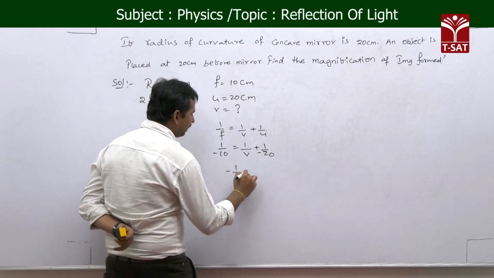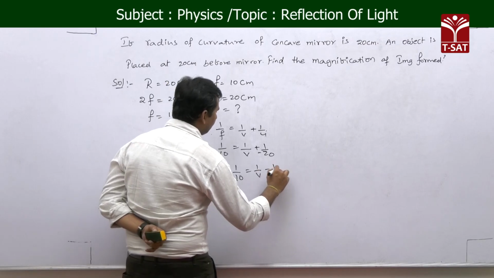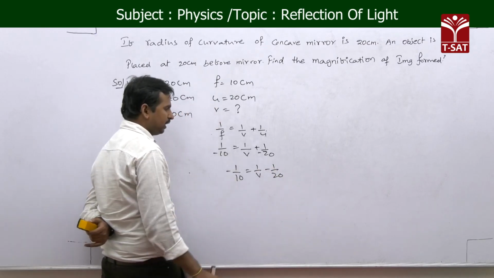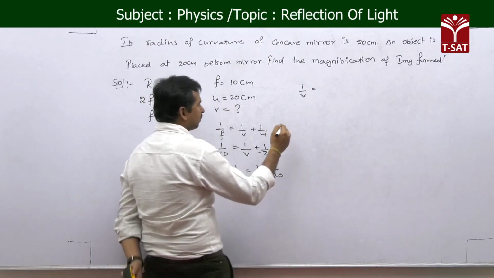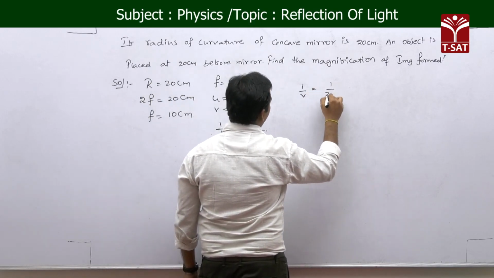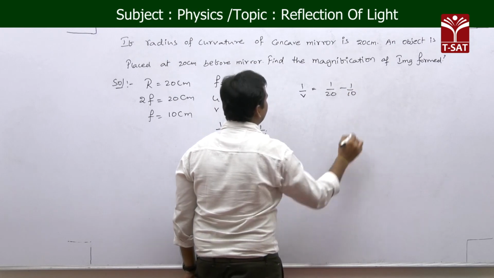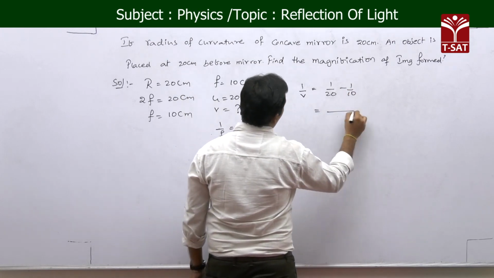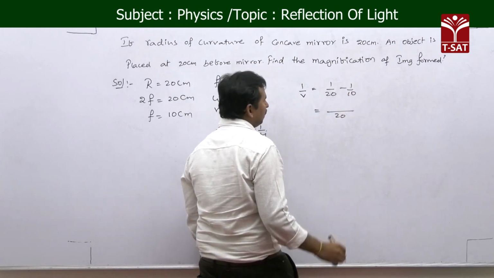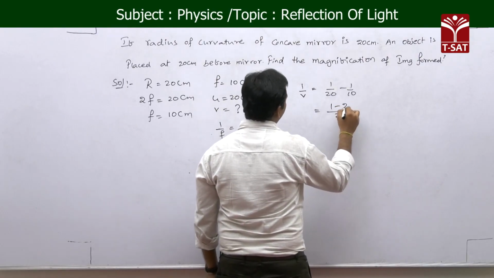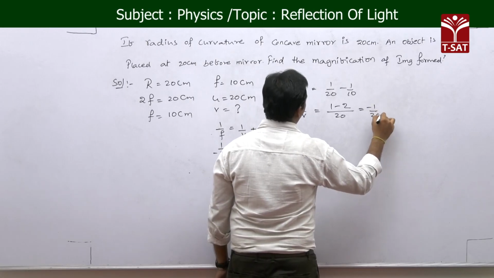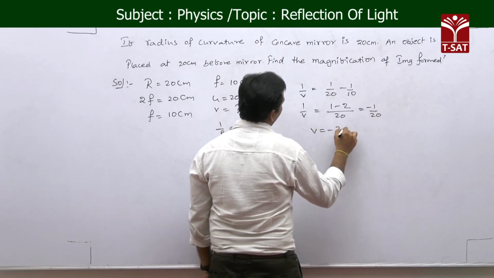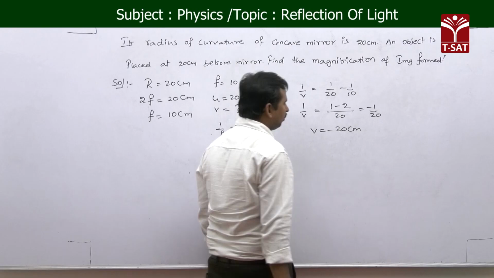Then minus 1 by 10 is equal to 1 by v into minus 1 by 20. Then 1 by v is equal to, bring this minus 20 this side, then it becomes plus 1 by 20 minus 1 by 10. Then 10 and 20, if you take LCM here, then 1 minus 2 will get, of which 1 by v is equal to minus 1 by 20. Then v is equal to minus 20 centimeters.